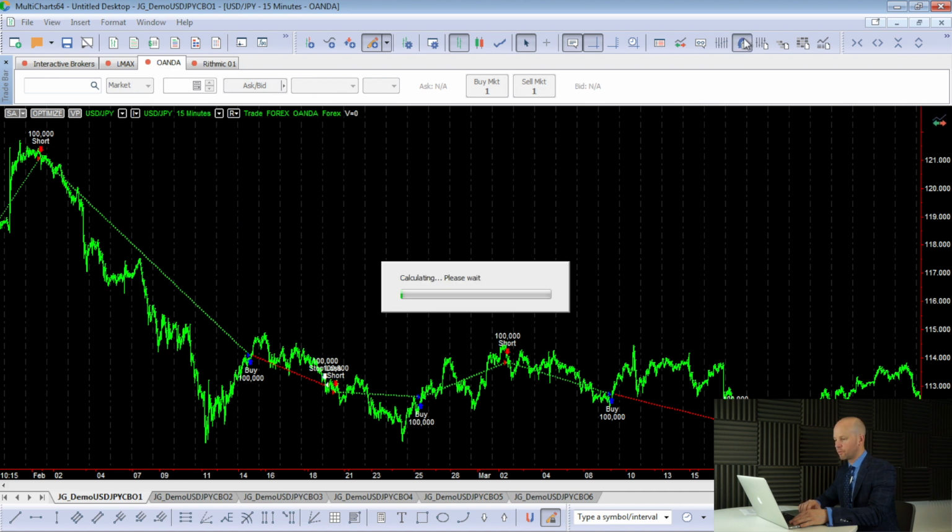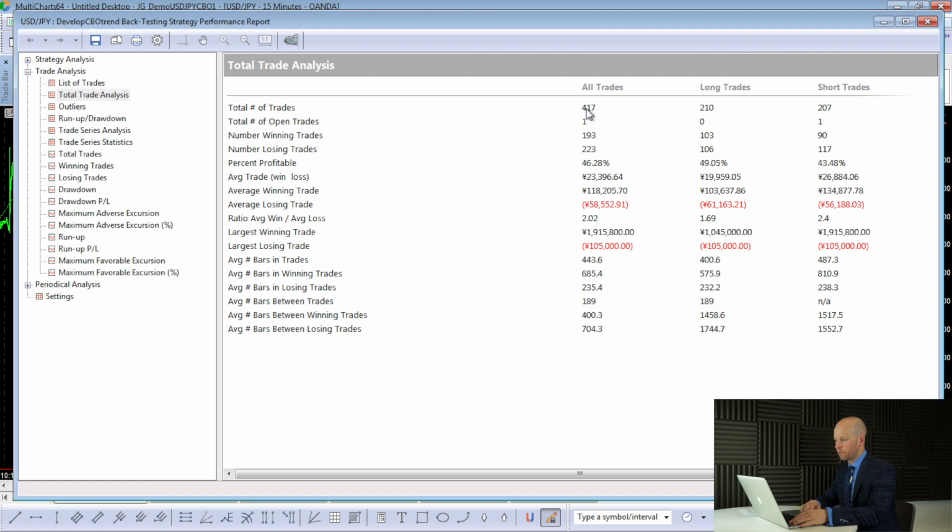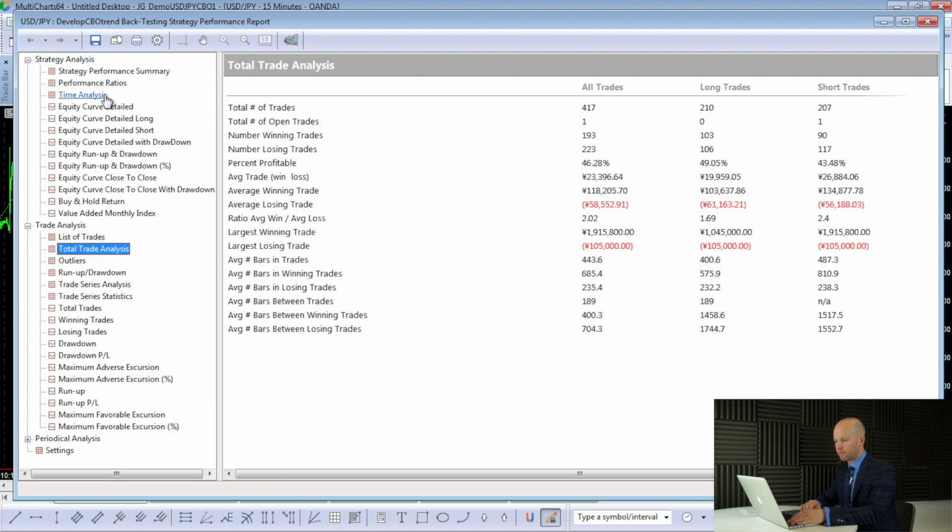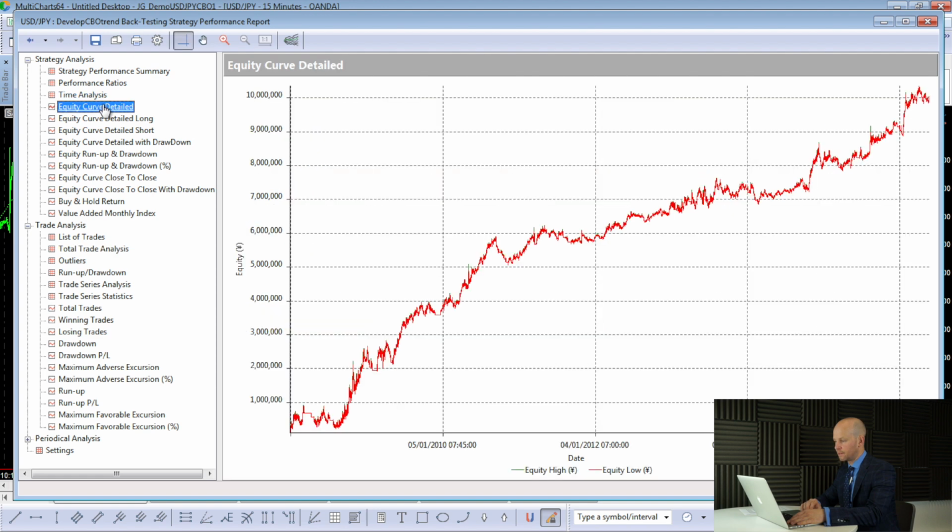So looking at the performance report, we can see we've got 417 trades, we've got an average trade value of 23,000 yen, which is equivalent to 23 pips. The largest losing trade is 105,000. That's a 105 fixed pip stop loss. We look at the equity curve, and it's quite a nice, smooth-looking equity curve. This is exactly what I was looking at when I was developing the strategy.